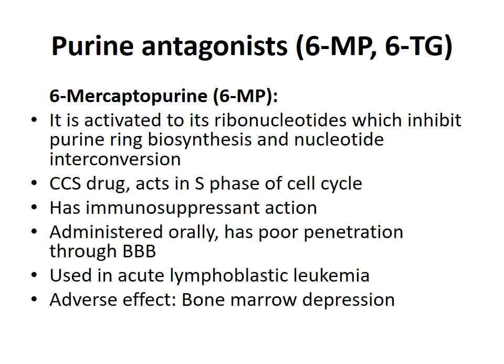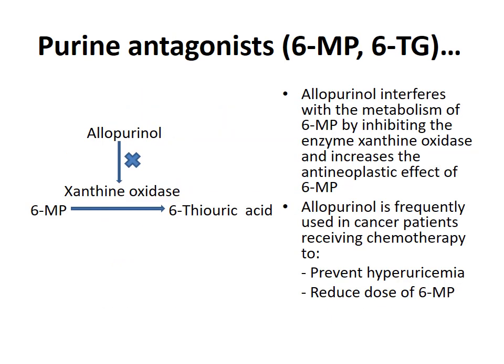Purine antagonists, 6-mercaptopurine. It is activated to its ribonucleotides which inhibit purine ring biosynthesis and nucleotide interconversion. It is a CCS drug and it acts in the S phase of the cell cycle. It has immunosuppressant action. It is administered orally and has poor penetration through the blood-brain barrier. It is used in acute lymphoblastic leukemia. The adverse effect is bone marrow depression.